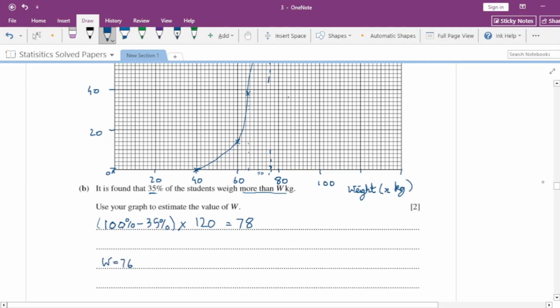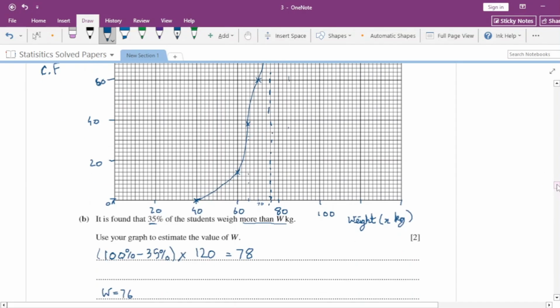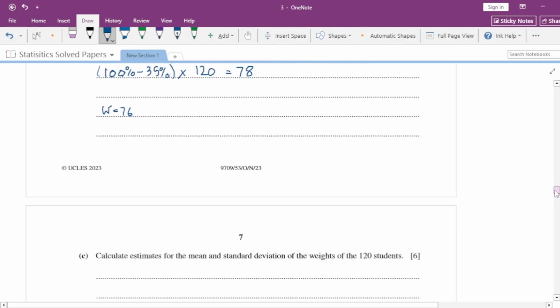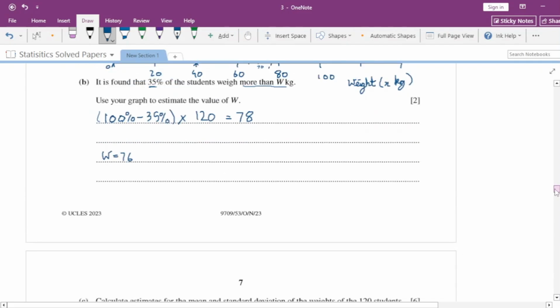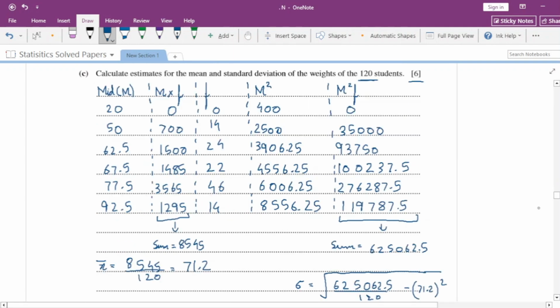All right, this would of course differ if you have a different sort of graph. The mark scheme usually gives you a range of values for it, but the important thing is that you show it off your graph, because if you prove that yes, this is the value I got from the graph, you will get the mark. You just need to show that it's on the graph. All right, so of course the value will vary. For me, I got 76. You can get a better value by drawing it actually on paper. So the value we got of W is 76 kg. Let me just recheck. 70, 72, 74, 76. Yes. Part C, calculate estimates for mean and standard deviation of the weights of the 120 students.